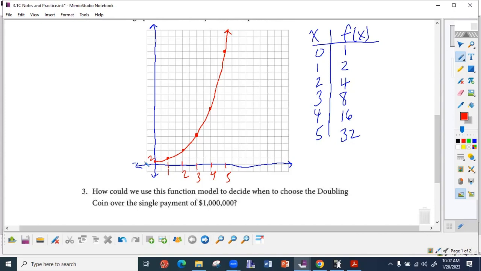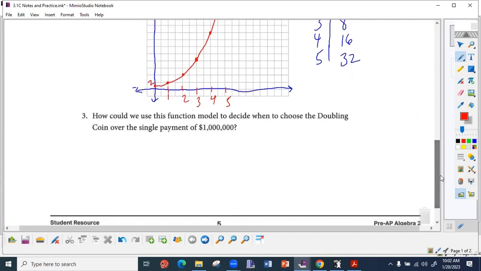Okay, so it says, how could we use this function to model and decide when to choose a doubling coin over the single payment of 1 million? Okay, so when I'm looking for this, is 1 million my x value or my y value? It's my y. It's my f of x, right? So I want to know when 1 million equals 2 to the x. That's what I'm looking for.